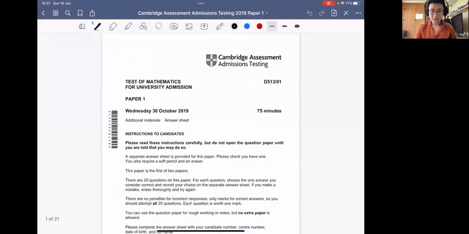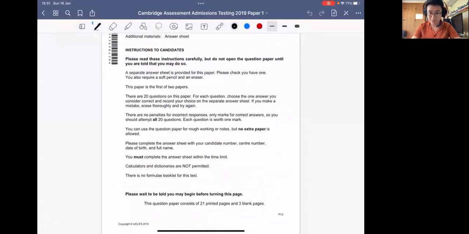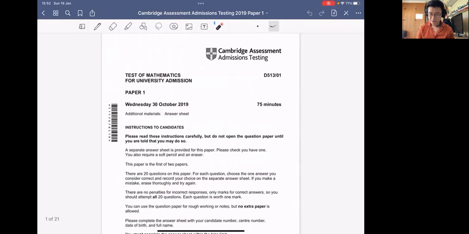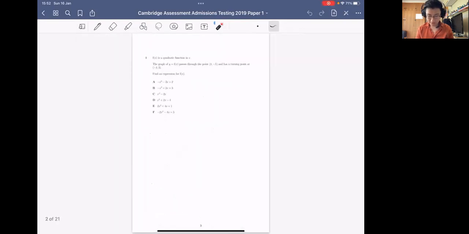Okay, so here's the exam. Here's the front cover again. So 20 questions, no calculators or dictionaries, and no cheat sheet. And I have 75 minutes to do it. Okay, hopefully this all goes well. Okay, first question.